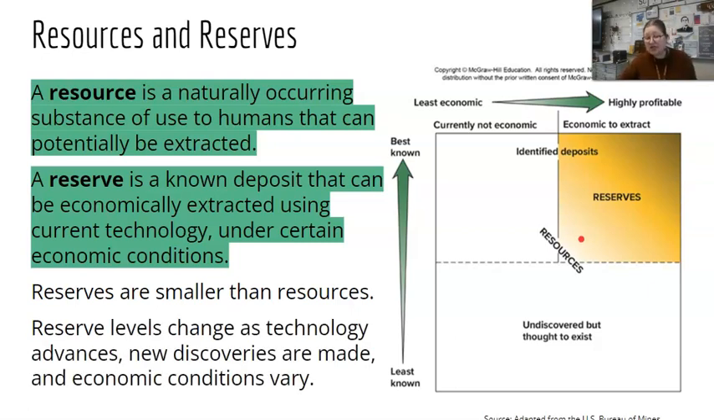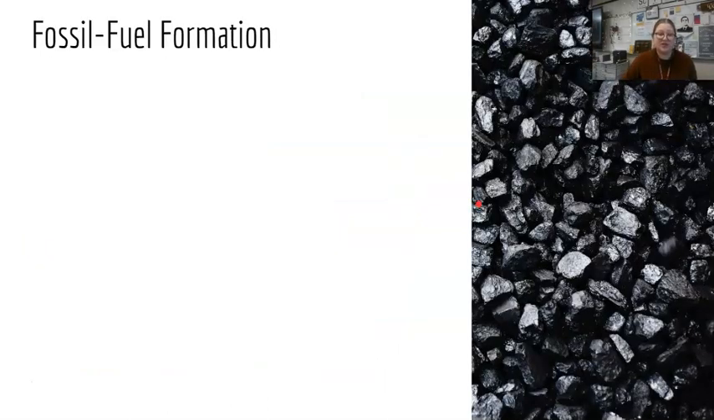Reserve levels change as technology advances, as new discoveries are made, and economic conditions vary. So this reserve is profitable right now. If there's a crash or a pandemic, and if it's oil, people aren't using cars or gas nearly as much, maybe some of this reserve is not economic to extract anymore. If a new oil drill technology comes out, maybe more of this is economic to drill. So that can change based off of those factors.